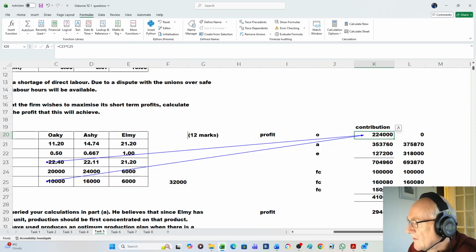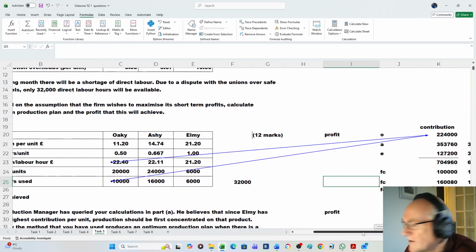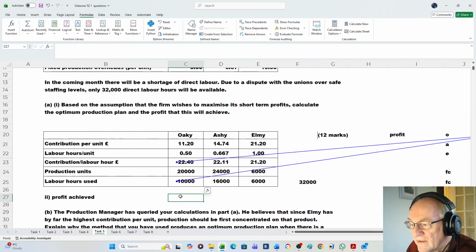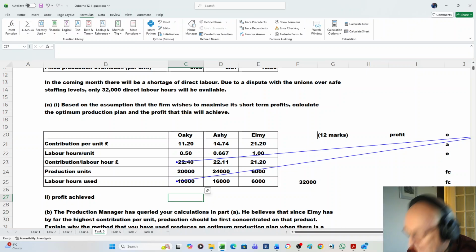Now the fact is, although we're making less of ELMI, it doesn't reduce because fixed costs can't be cut in the short term. So it's still 150,000. So that gives us a profit of 294,880, which is the answer here.